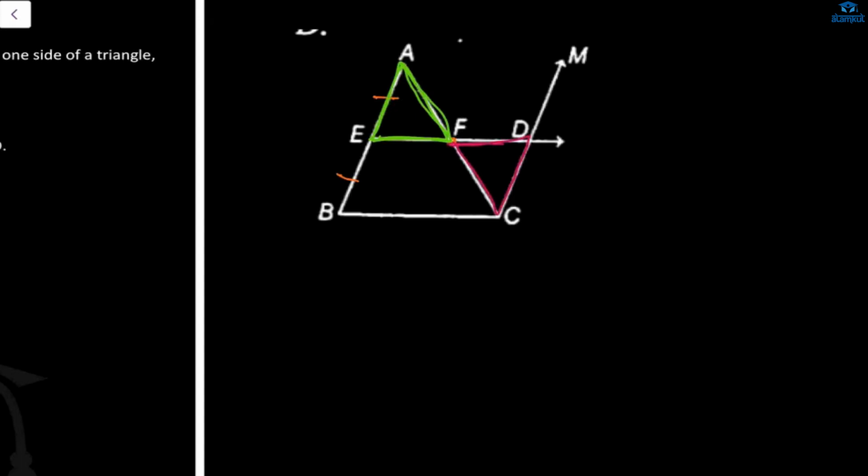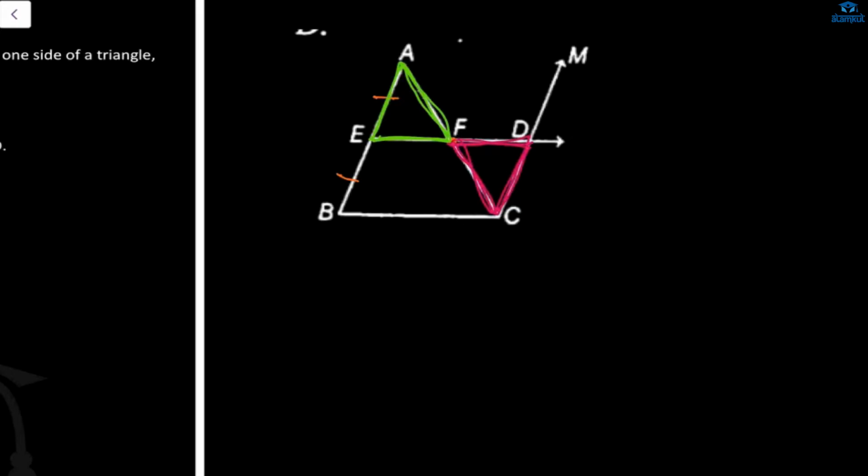These two triangles we will be taking, but this time we will have something different, because AF is equal to FC we don't have. From CPCT we will be proving that AF is equal to FC. Yes or no? By which property can we say that these two triangles are congruent?